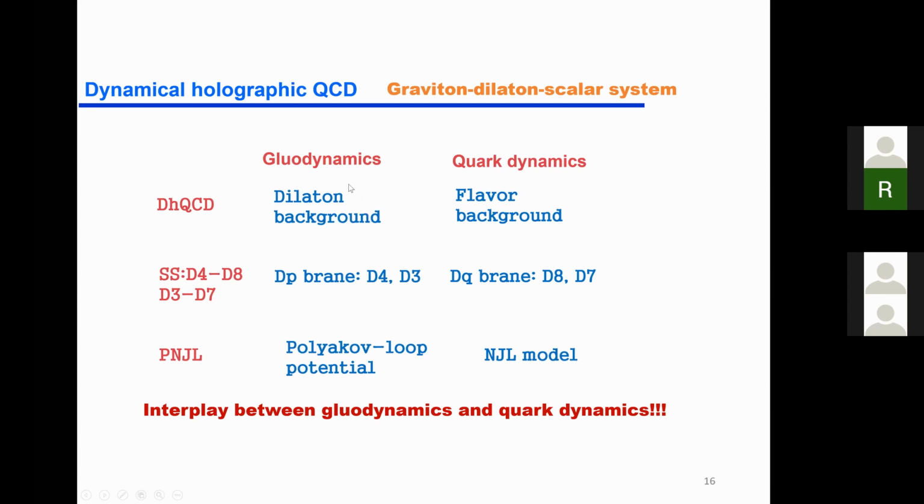So we have the gluon dynamics described by this dilaton background, and the quark dynamics or matter dynamics described by this flavor background. This is very similar to the top-down model described by the D4/D8 or D3/D7 system. It is also very similar to the PNJL model, the Polyakov loop potential NJL model. So this flavor background is actually the same as the second model, basically.